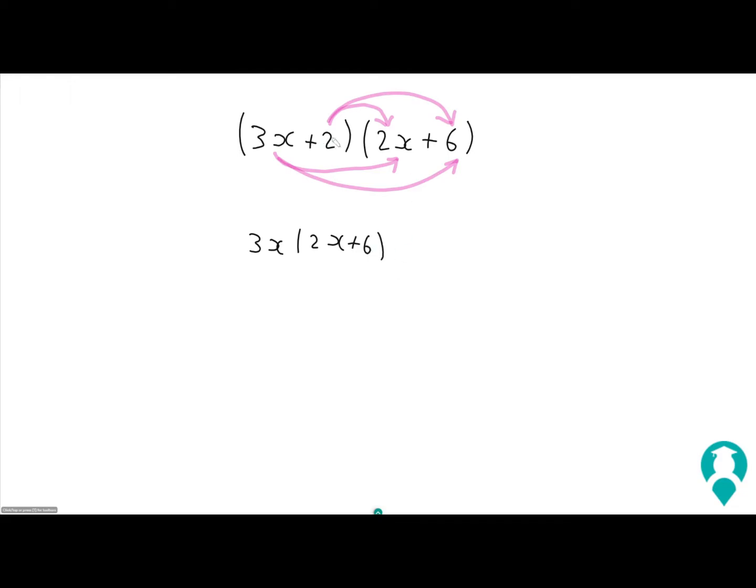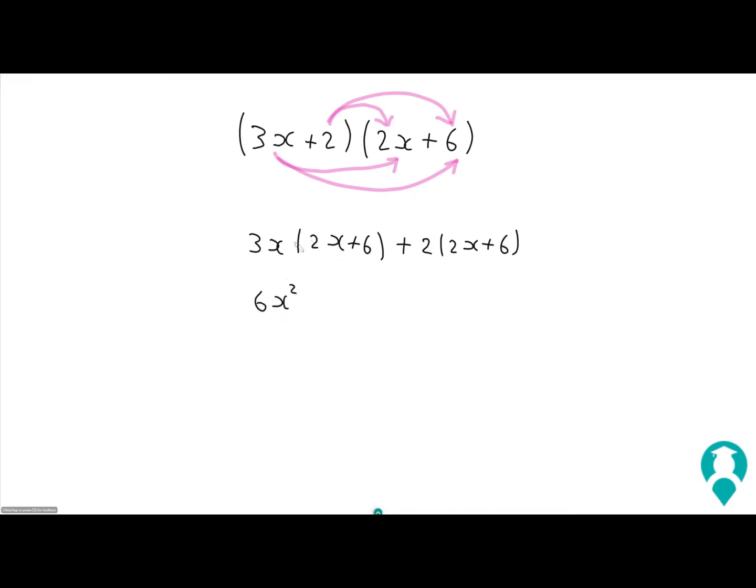And it's exactly the same for 2 in our left bracket. We need to multiply 2 by 2x and 2 by 6 as well. So let's do that. Now, we just need to carry out our multiplications. 3x multiplied by 2x is 6x squared.